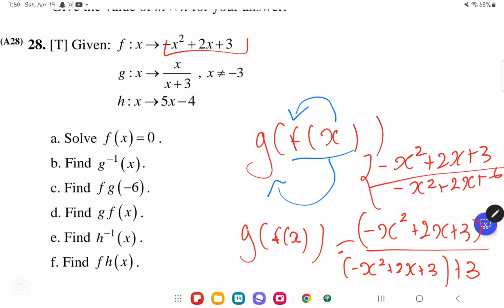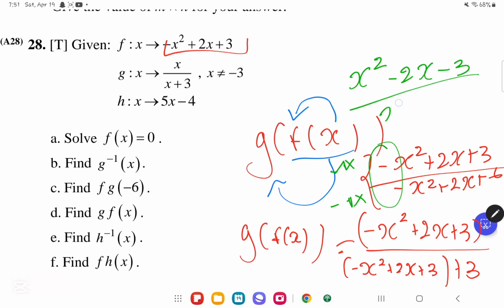Now, you could keep it like this, but they prefer what? They always prefer that the first number is positive. So if it's minus 1, you're going to multiply up and down by minus 1. And you're going to get an answer of x squared minus 2x minus 3 over x squared minus 2x minus 6. Very simply, that is it for part D.